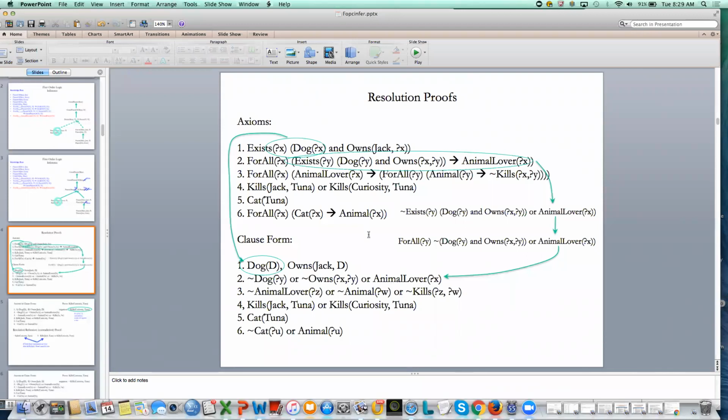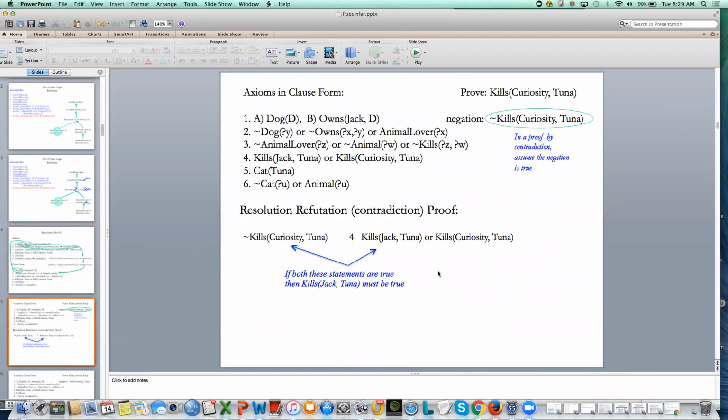And there are similar statements elsewhere. I would do the same thing here. But in any case, this is the final form in clause form. And you're going to be responsible for resolution theorem proving with this.